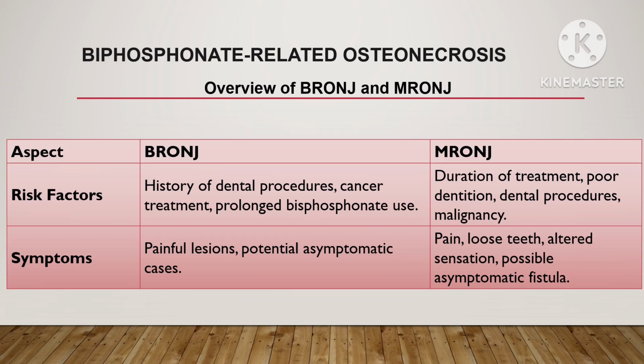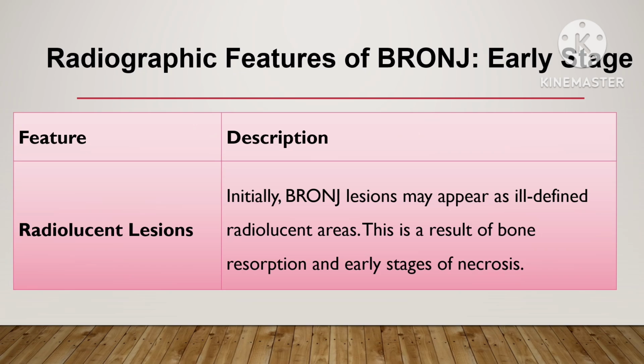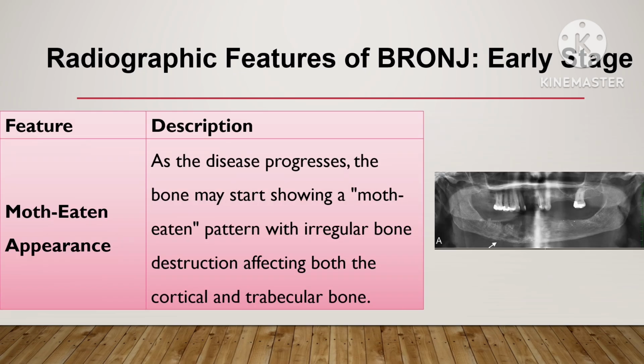Bisphosphonate related osteonecrosis of the jaw bones is associated with the use of oral or intravenous bisphosphonates to treat various bone conditions such as osteoporosis, multiple myeloma, metastasis, and Paget's disease. Bisphosphonates inhibit endothelial proliferation and interrupt intraosseous circulation. Early lesions may appear initially as an ill-defined radiolucent area. This is a result of bone resorption and early stages of necrosis.